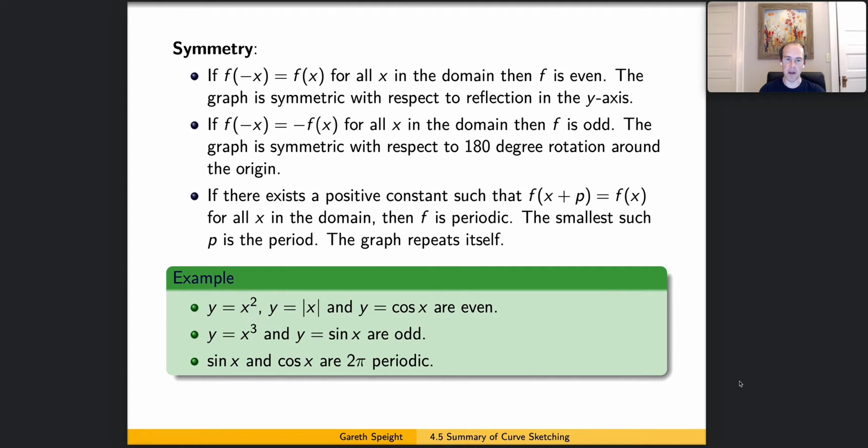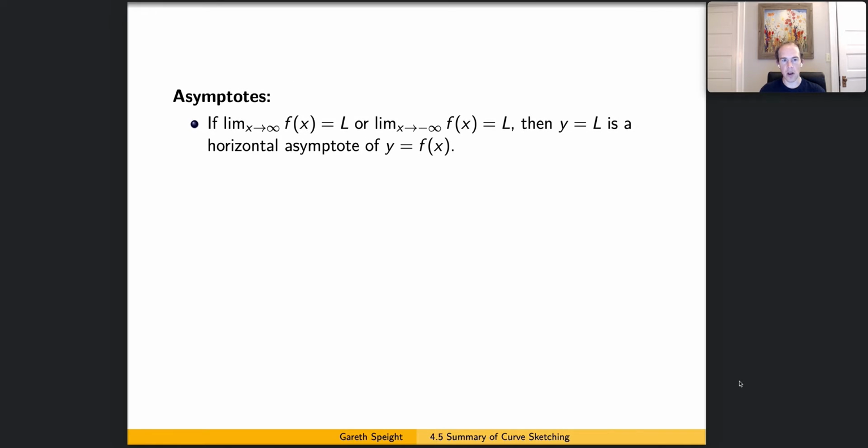And then finally, typical periodic functions are sine x and cosine x, and those trig functions are 2 pi periodic. If I do sine of x plus 2 pi, I get back sine of x, right? If I have sine of pi over 2, that's the same as sine of 5 pi over 2, and so on. Okay, so that's symmetry.